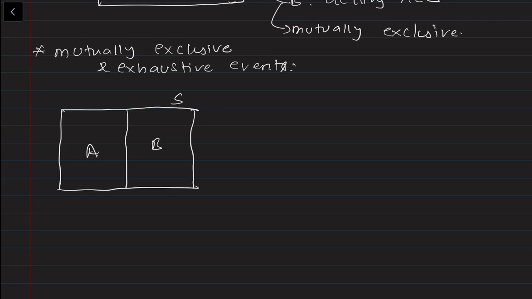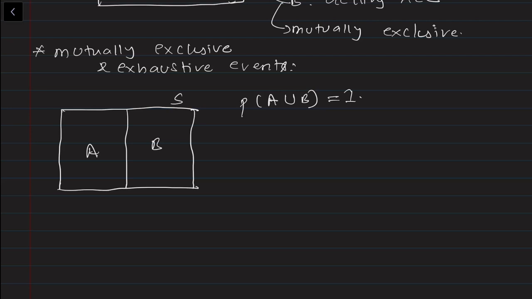This rectangle is the sample space, right? And the areas of A and B make up the sample space. So that's why A and B are mutually exclusive as well as exhaustive events. The probability of A union B in this case is simply 1, because these two events make up the sample space.